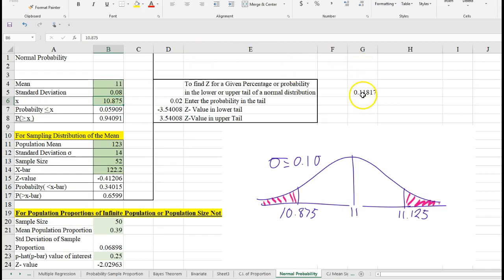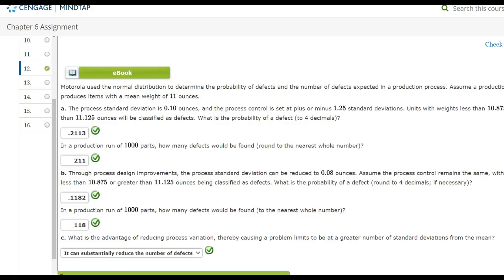Multiplying that by 2, which I've just done over here, gives us a probability of 0.11817. So obviously, if we can reduce our variation in the production of our parts, then it reduces the probability that we're going to have a defect, all else being equal. So entering in that new probability, 0.1182 then, rounded to 4 decimal places, tells us that the production run of 1,000 parts should only have 118 defects. So compared to the 211, that's a significant decrease in the number of defects, which is the answer to C.